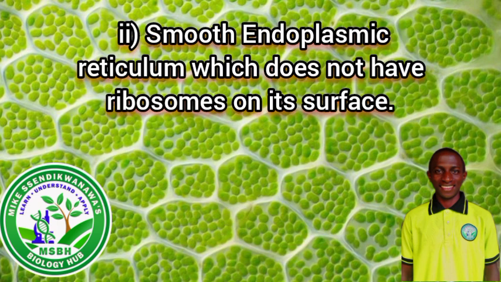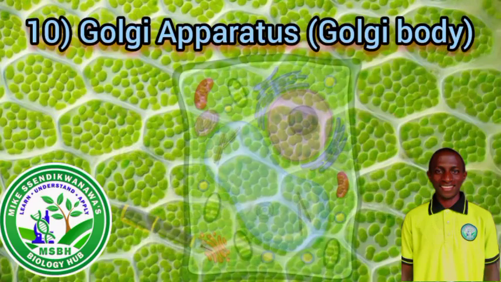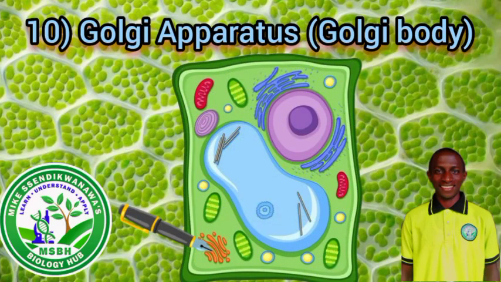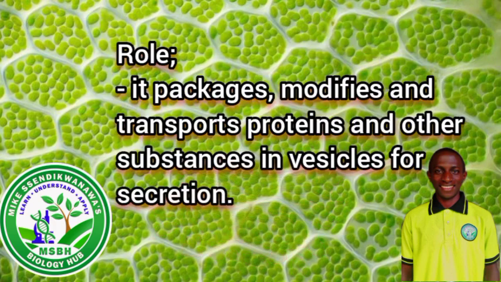2. Smooth endoplasmic reticulum, which does not have ribosomes on its surface. Role: it makes lipids or fats and helps to detoxify chemicals within the plant. 10. Golgi apparatus or Golgi body. This is a stack of flattened membranous sacs. Role: it packages, modifies, and transports proteins and other substances in vesicles for secretion.